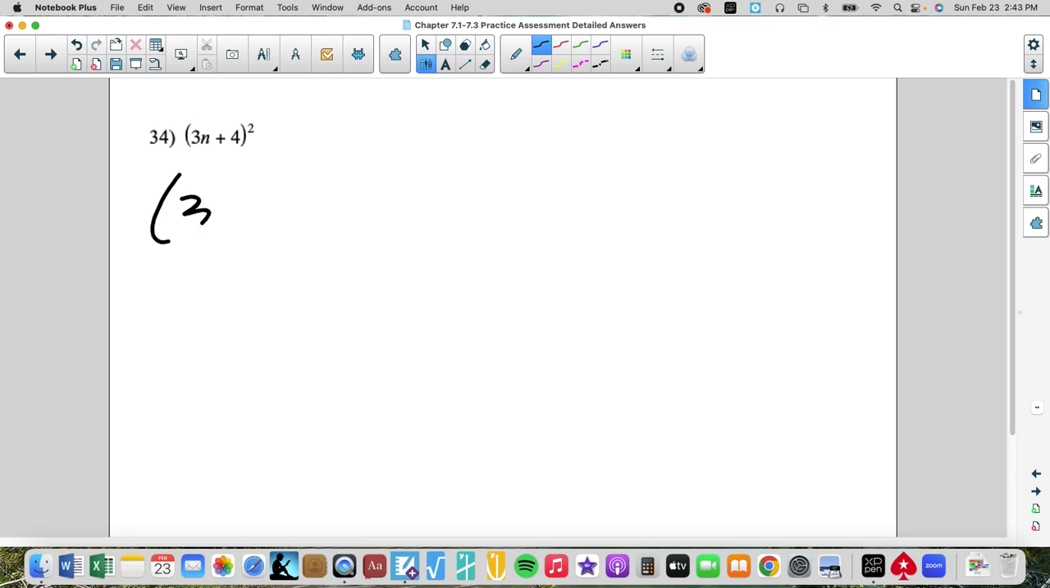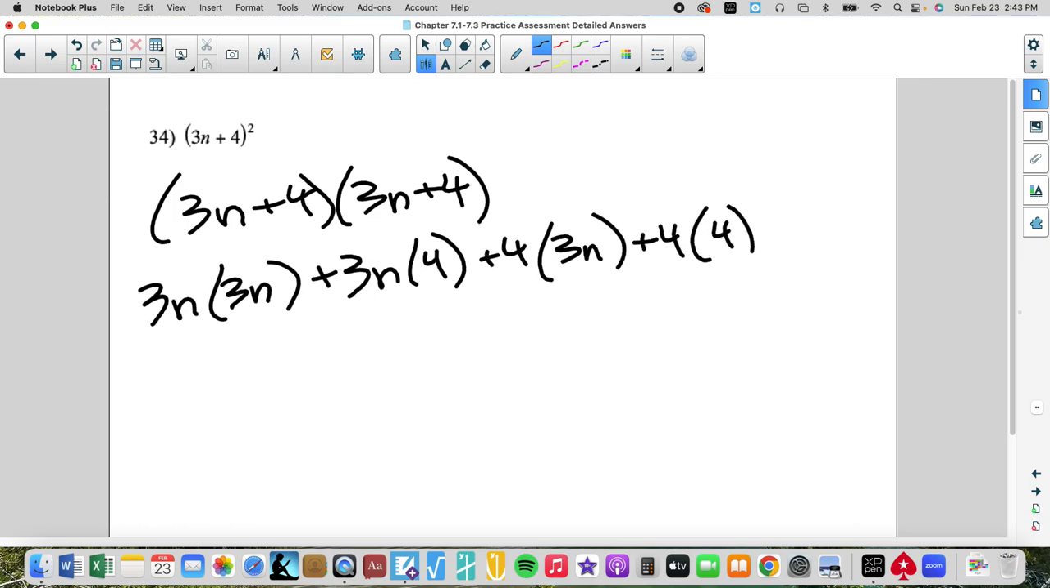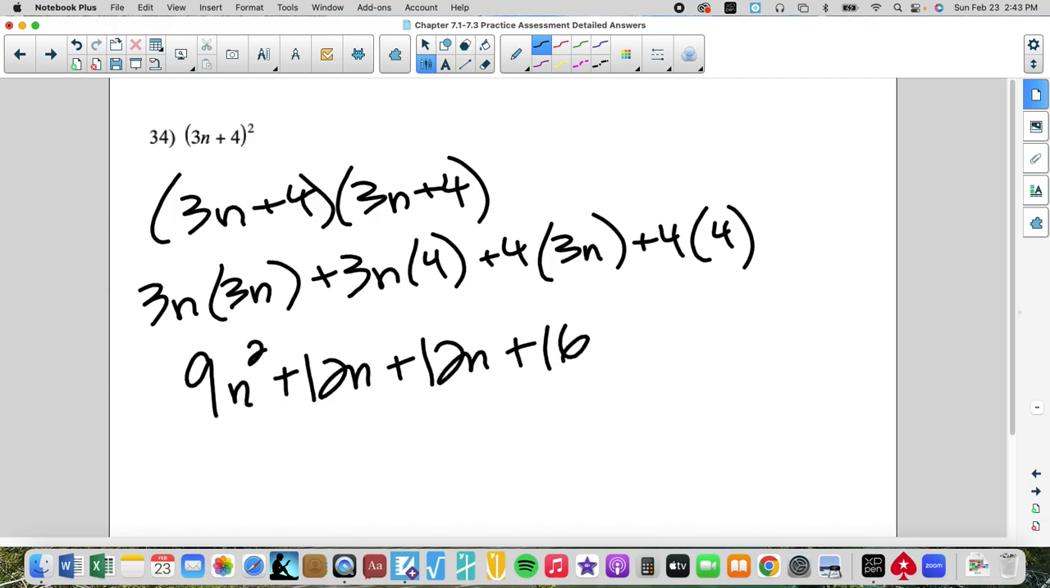Now we have a coefficient. 3n plus 4 times 3n plus 4. You still write it out 2 times, and then you double distribute. 3n times 3n plus 3n times 4 plus 4 times 3n plus 4 times 4. 3n times 3n, 9n squared. 3n times 4, 12n. 4 times 3n, 12n. 4 times 4, 16. 9n squared plus 24n plus 16.